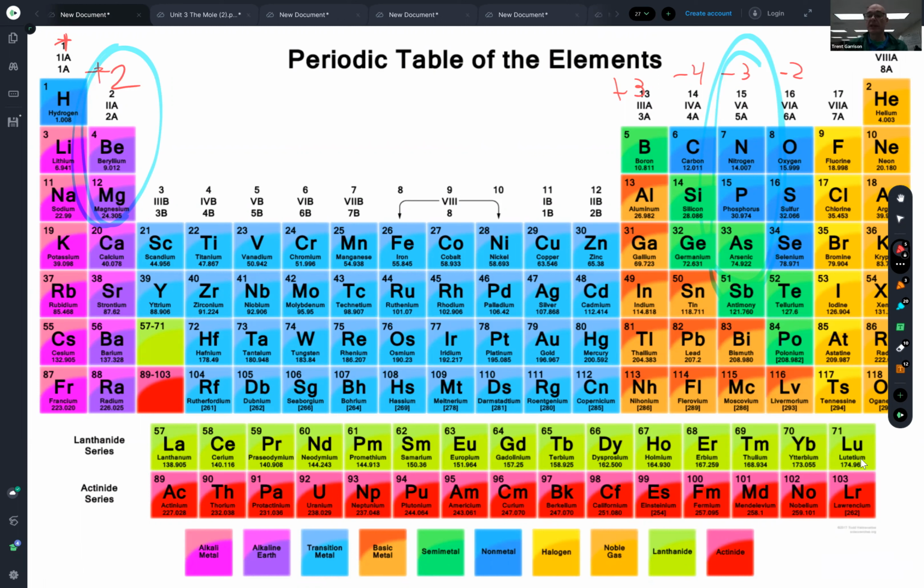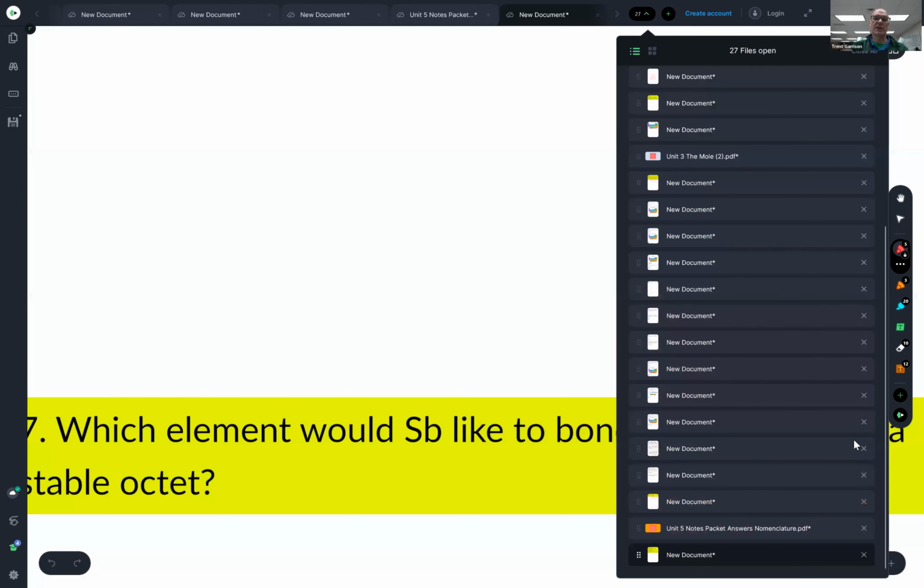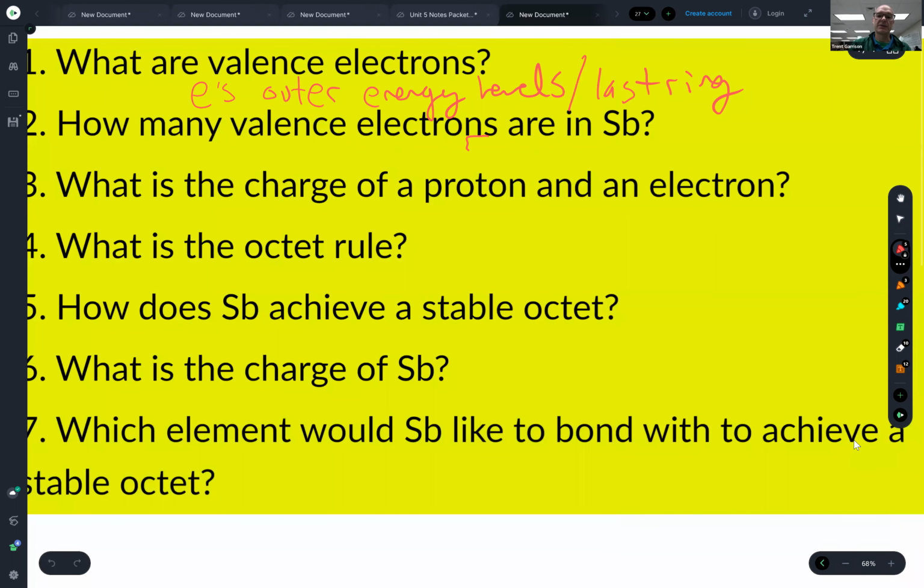So first off, we've got to find Sb. Sb is down here, and if we are counting valence electrons, all of them in the first column have 1, all of them in the second have 2. We skip over here to 3, 4, and antimony has 5 valence electrons. So going back to the question, how many valence electrons does antimony have? It has 5.